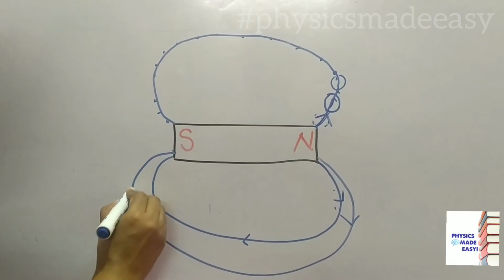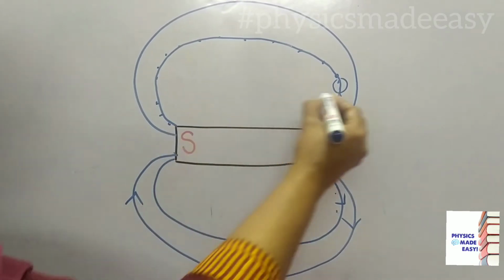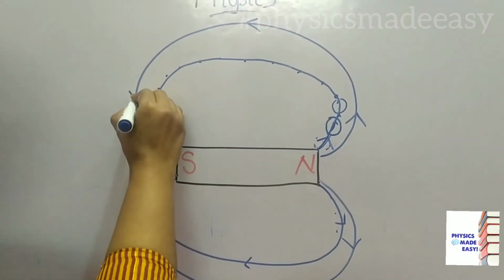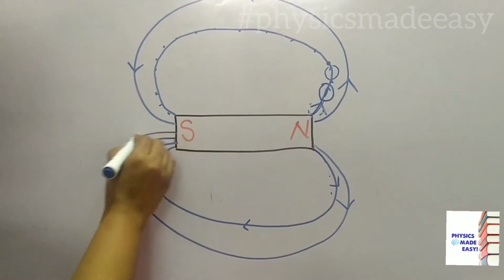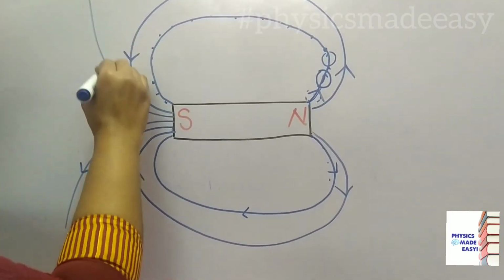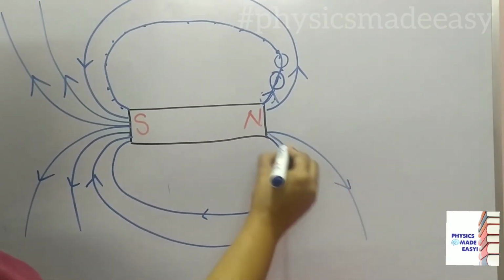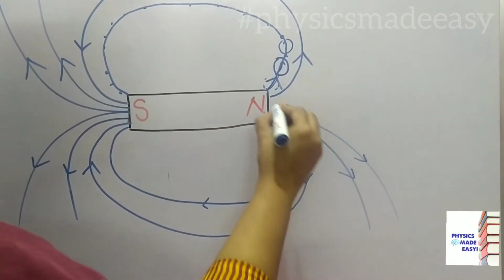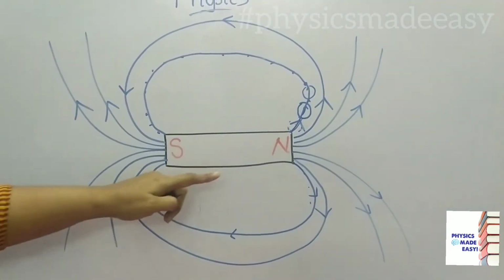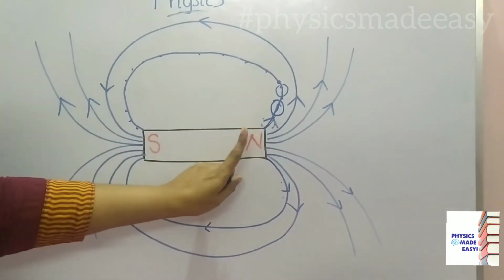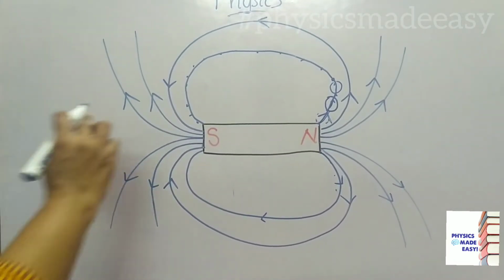Here also, then again, like that. Here also you can draw like this. This is very important. You have to put arrows there to show the direction. Here you can see all these magnetic field lines are emerging from the north pole and merging at the south pole.